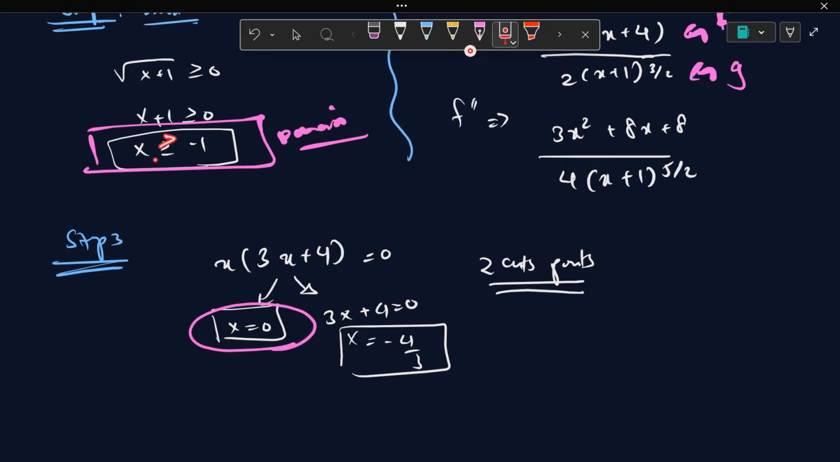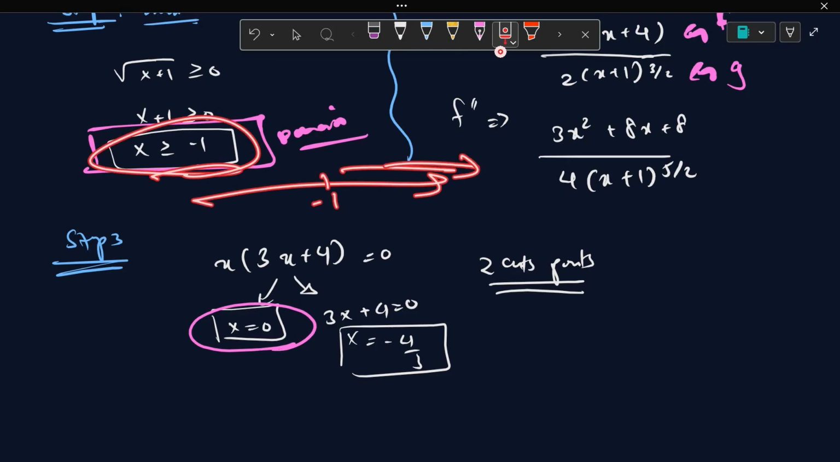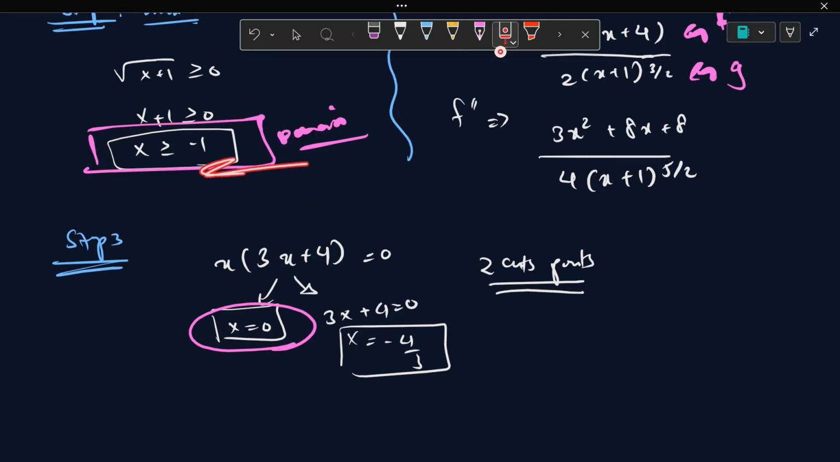You basically have x is greater than or equal to -1. However, you have this one as x equals -4/3. So this point doesn't even lie in the domain, because it's outside the domain. We are taking only values greater than or equal to -1. Okay, so only values after -1. So all the values before -1, you are not going to take them. So you're basically going to discard this one. Okay, so this is what you're gonna do.